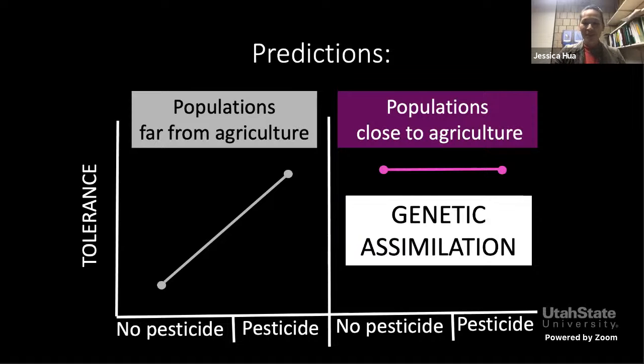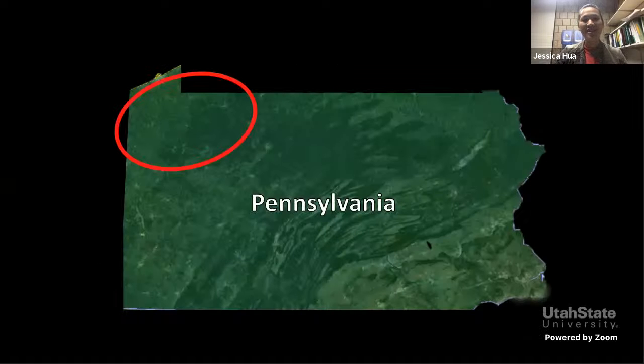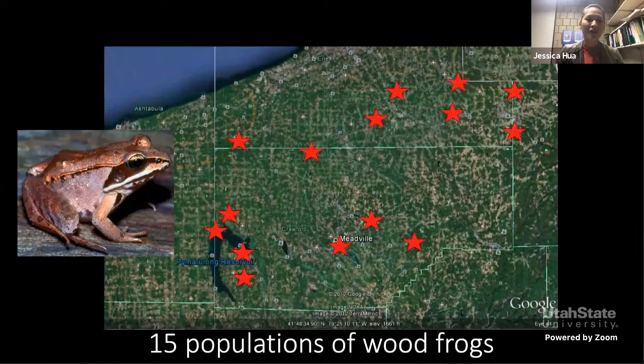So to test this, we went out to 15 populations in Pennsylvania, and we worked with 15 populations of wood frogs. They vary in their distance to agriculture, as well as, you'll see, their tolerance. So we measured their tolerance across these 15 populations.